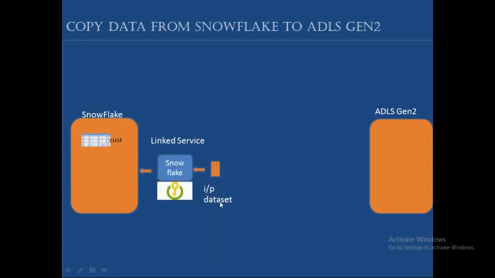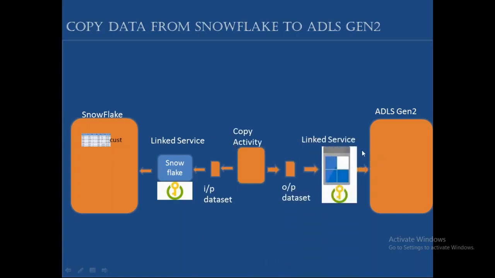Okay. Next, input data set. Then you have copy activity, output data set you can create, and you can say linked service for Azure Data Lake Storage Gen2. The linked service for Azure Data Lake Storage Gen2 can be an account key or whatever.